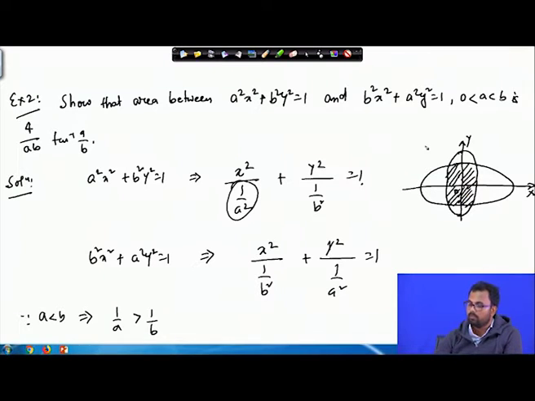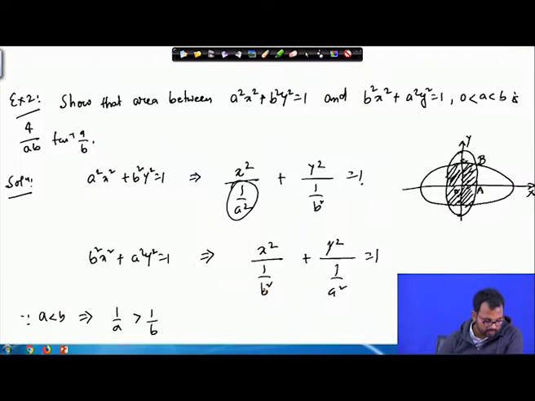Since they contain x² and y², that means they are symmetrical in a way. So it basically means that we have to calculate the area of any one of these parts and then multiply it by 4. We don't have to calculate the area of all these sections altogether. We just calculate the area of any one of these small sections, multiply it by 4, and that will give the total area bounded by these two ellipses. So we can call it O, A, B, C. So the area of OABC multiplied by 4 will be the area of the entire region.